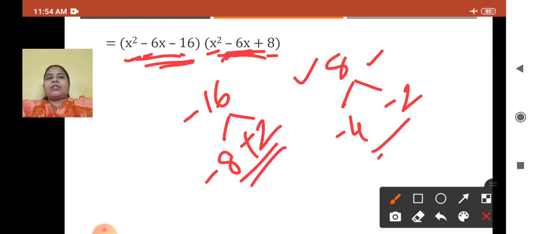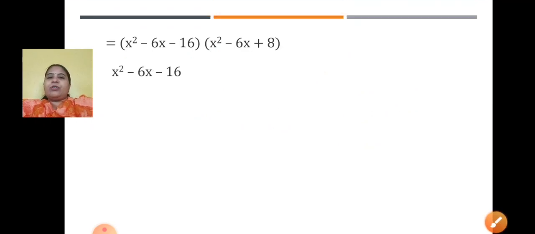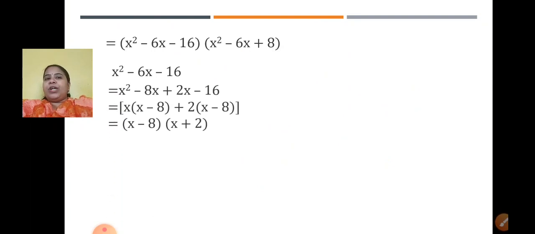These are the factors. Now what is left is to write it in steps. So we will take the first one, x square minus 6x minus 16. I have already told you the factors. The factors are minus 8 and plus 2. So write it, take common like this. The final answer will be x minus 8 and x plus 2. These are the two factors.